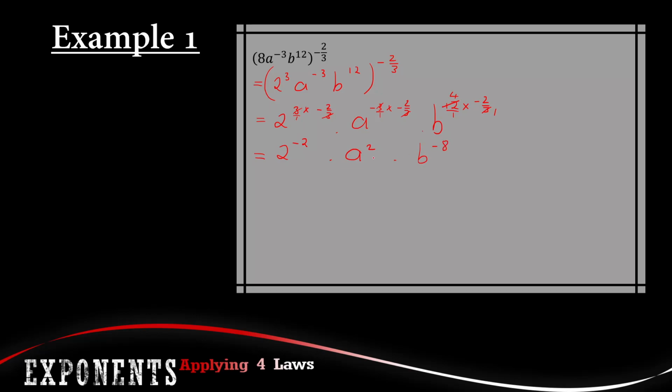Okay, now the next thing we can see, we have negative exponents, so I can just put this over 1 and then take the bases with the negative exponents down to the denominator. And then it will look like this, where we have a squared over 2 to the power of positive 2, b to the power of positive 8. And then the final step is to change this back to a 4. So this is going to be a squared over 4b to the power of 8.